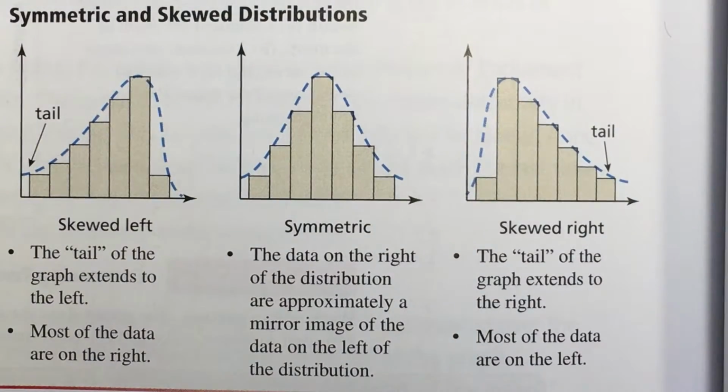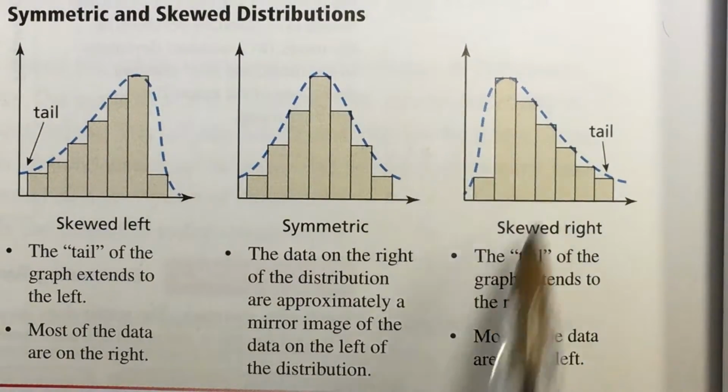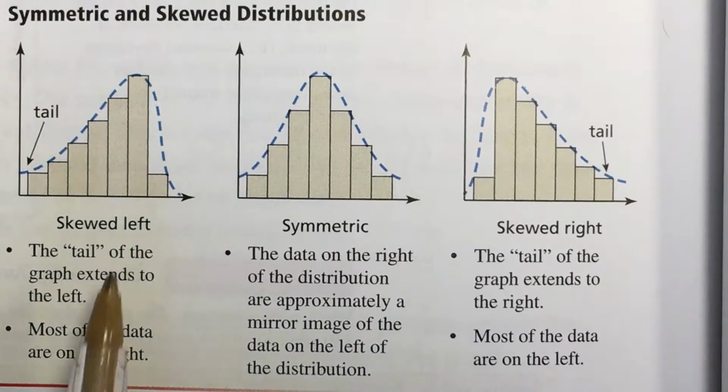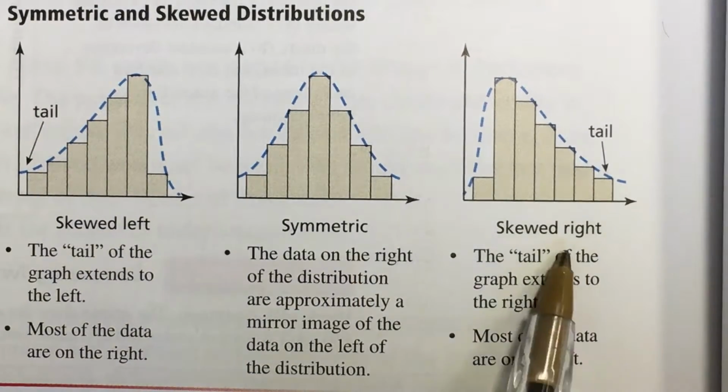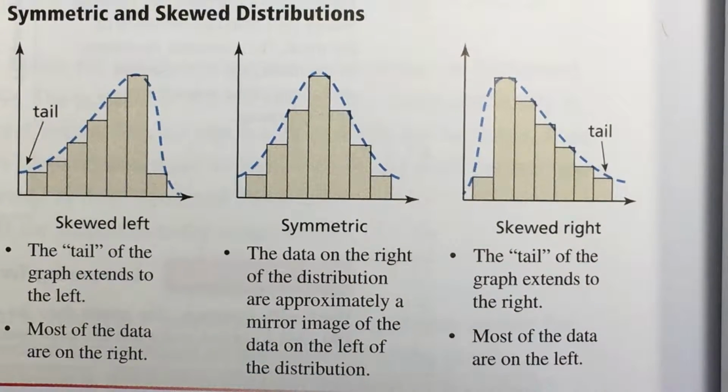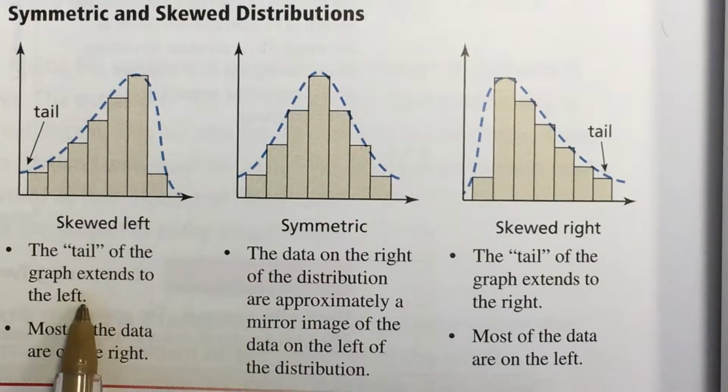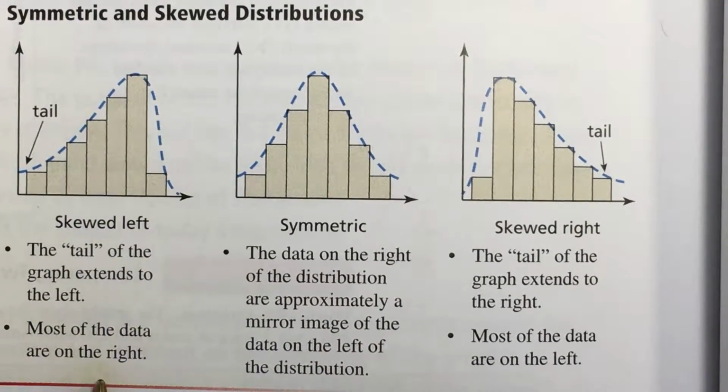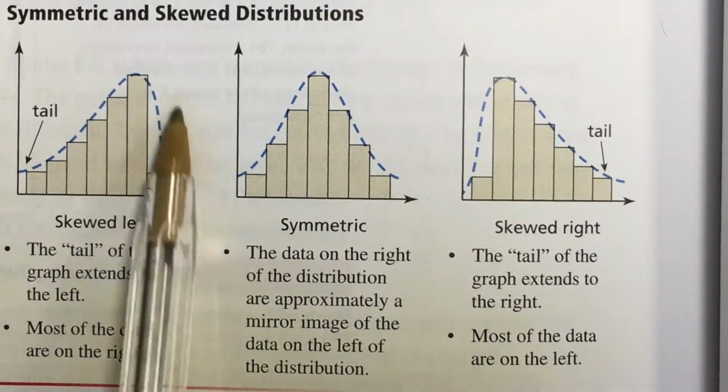When you have data displayed in a histogram, also known as a bar graph, you can also have the histogram be skewed left, symmetric, or skewed right. Skewed left again, the tail of the graph extends to the left, which means most of the data is on the right-hand side.